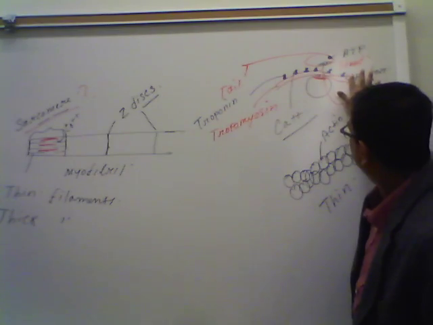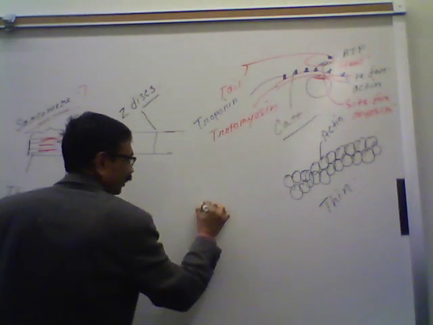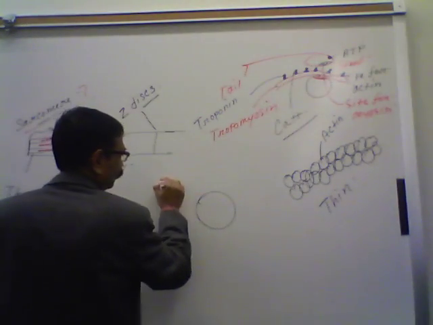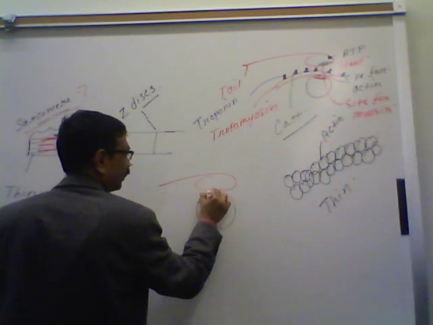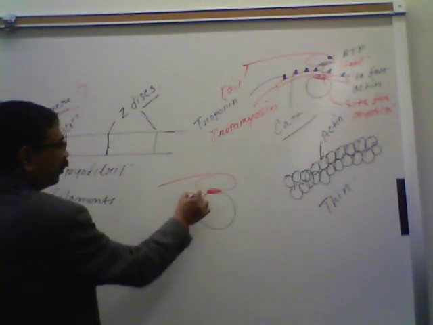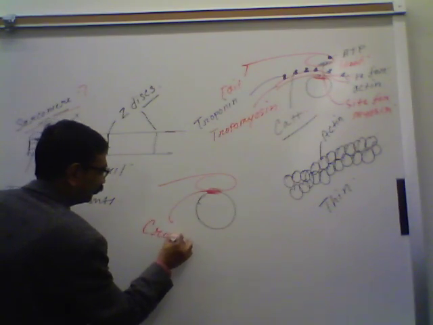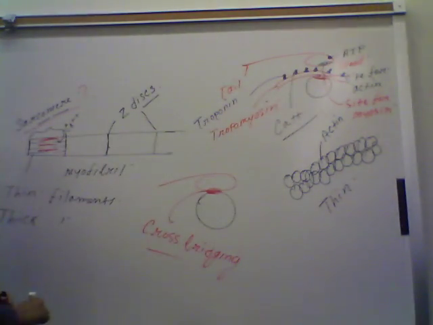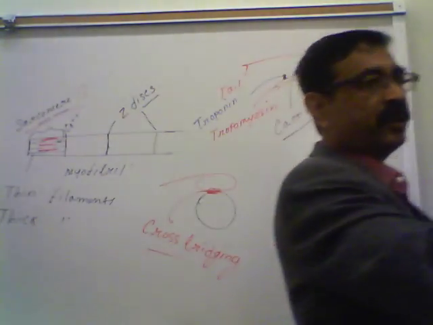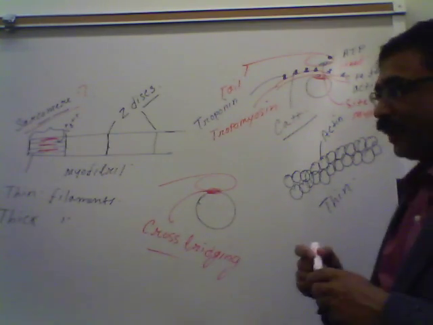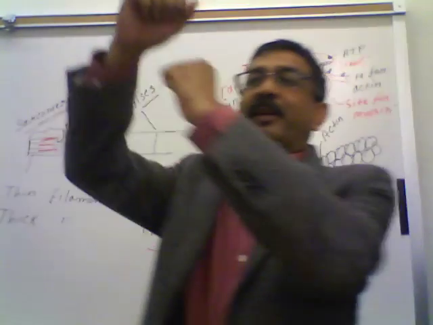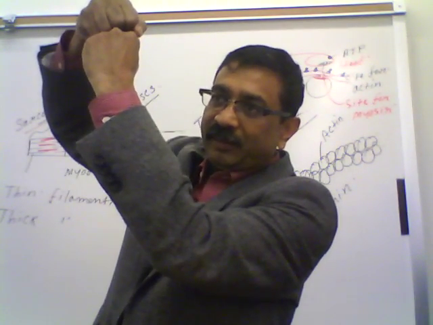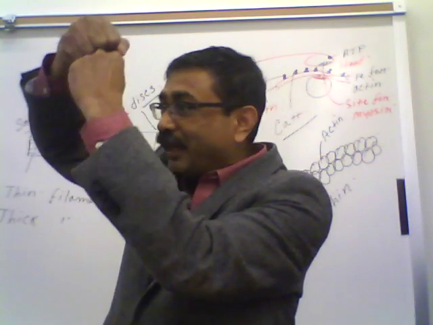So the rope will move away from that place, and now the binding site on actin will get free. So what will happen? This is the actin ball, and this is the myosin head. They will get attached, and that attachment is called cross bridging. Very important. So you see, this is the actin ball, this is the myosin head, this is the attachment.